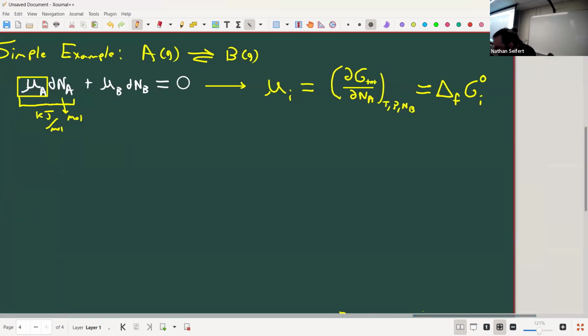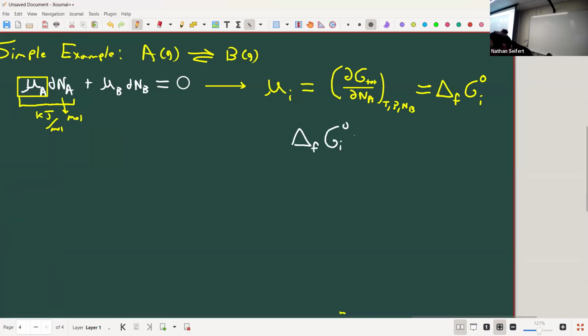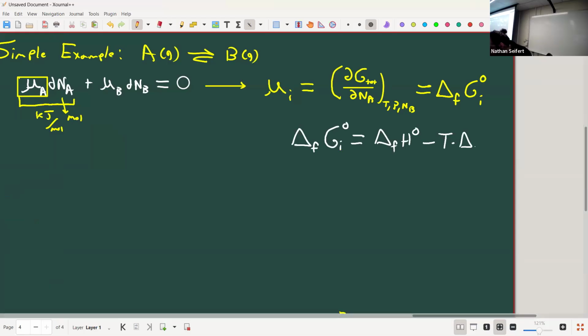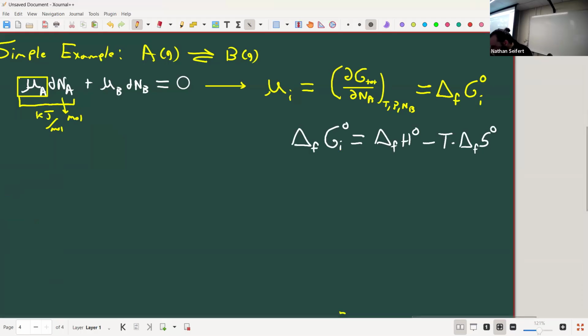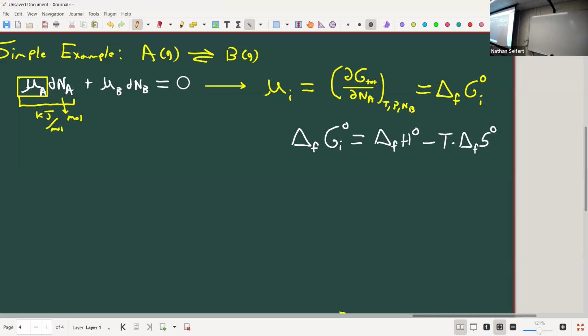Which you guys have been calculating in problem set 2, just kind of indistinctly, which is equal to the formation enthalpy minus T times the entropy of formation of the material. So these chemical potentials are all just measuring how much energy one molecule, or a mole of molecules, brings to the table when you add them.